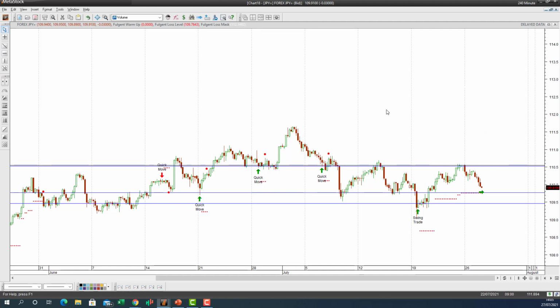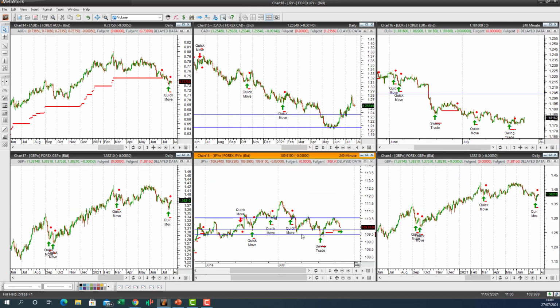Okay, so that's kind of how you train the AI to look for trade ideas on a 4-hour chart basis. We'll go into that a little bit later. But you can see the results are fantastic on the Japanese yen, US dollar.